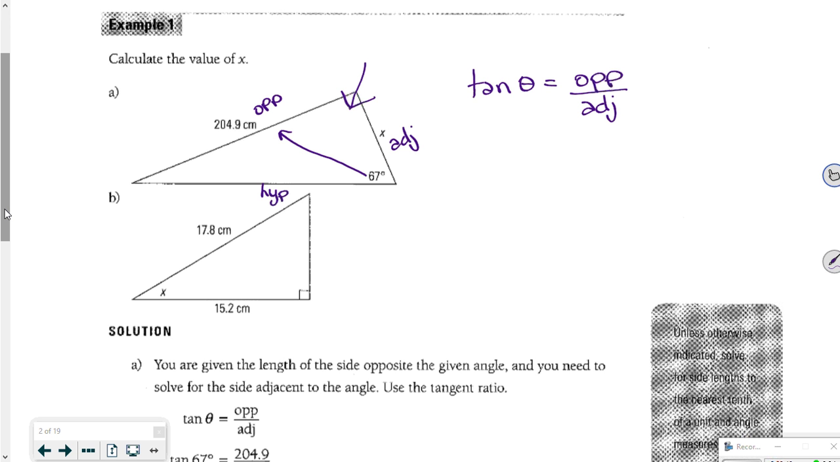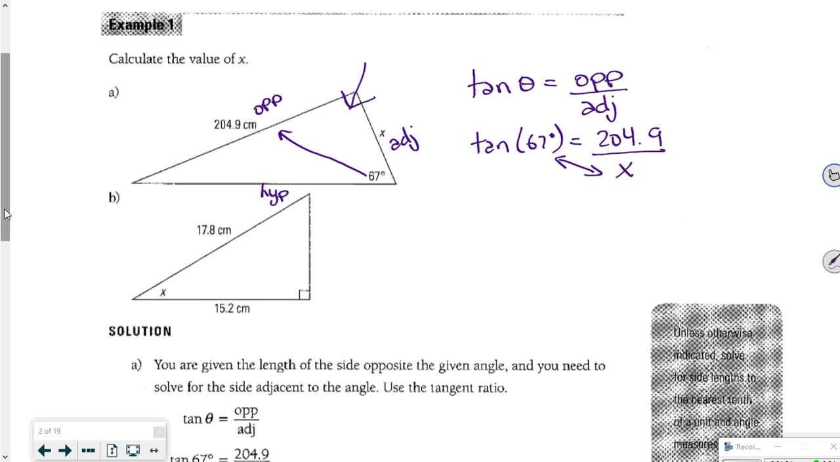Always start by writing your formula, and then fill in what you actually know from the question. So I know tan, my angle is 67 degrees. My opposite side is 204.9, and my adjacent side is x. It's the thing I don't know, the thing I'm trying to solve for. Anytime the thing you're solving for is on the bottom of that fraction, the easiest way to rearrange and get it by itself is to just switch everything on the left-hand side of the equal sign with everything underneath.